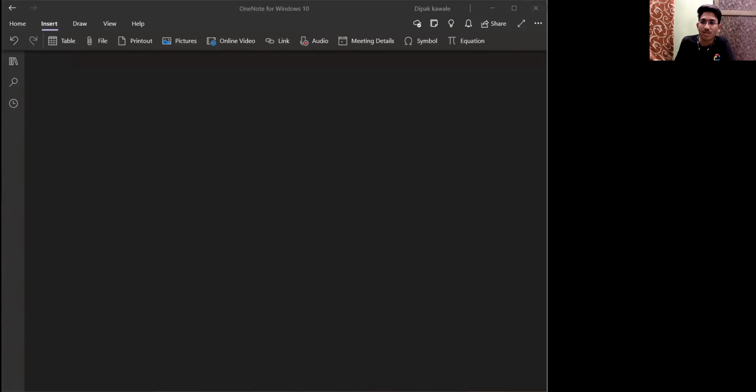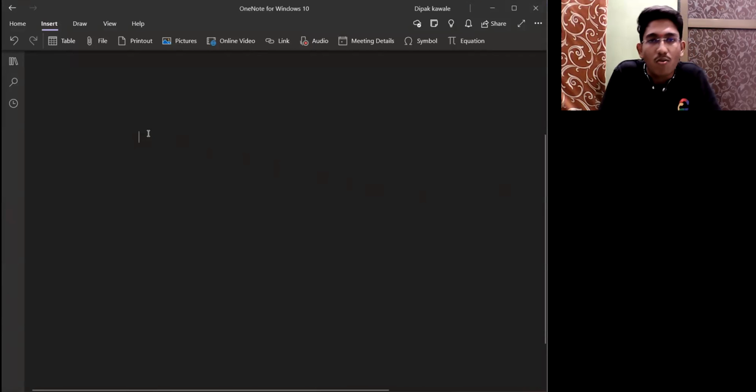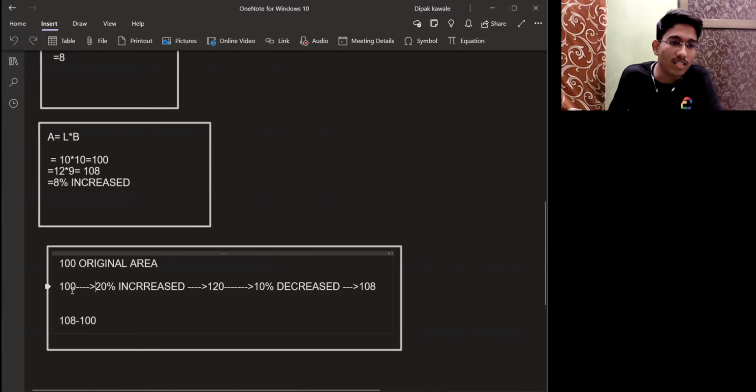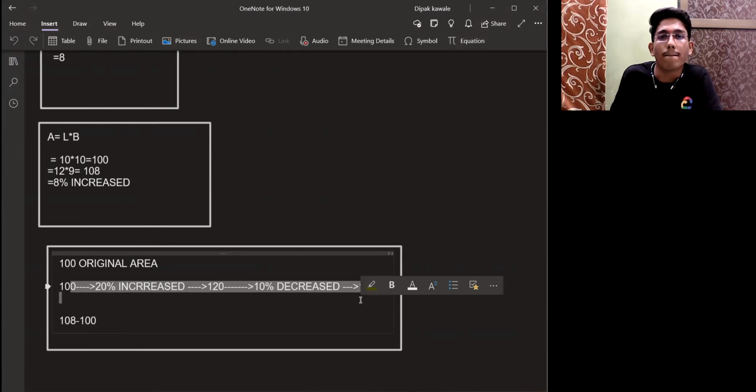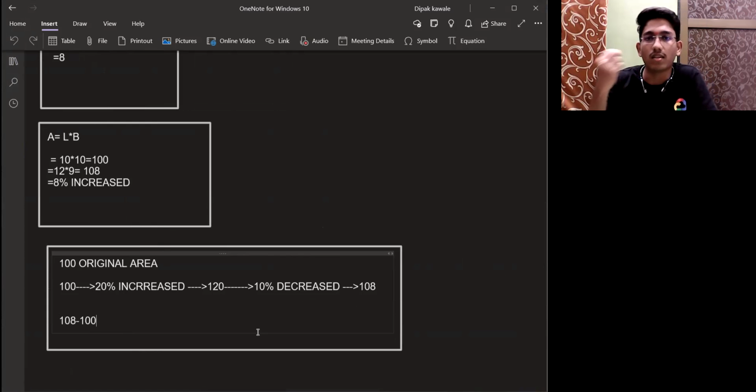But student, before getting started, I would like to ask one question. Can we apply this technique on all problems of percentage change in area? What I want to ask is, if in a question it is saying that there is a 20% increase and again it is saying 30% decrease or 50% decrease, is there any constraint that we have to apply this technique only?